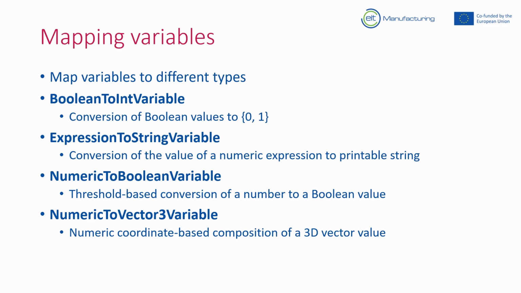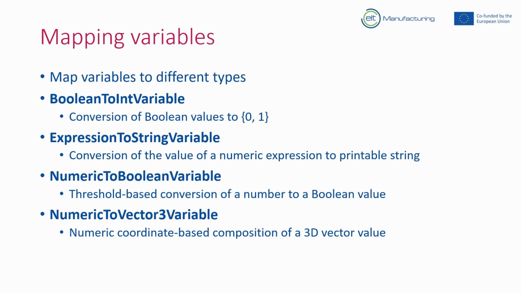Mapping variables transform other variables' output to different types. The VLab SDK provides the following mapping variables. Boolean to int variable, conversion of Boolean values to 0 or 1. Expression to string variable, conversion of the value of a numeric expression to printable string.